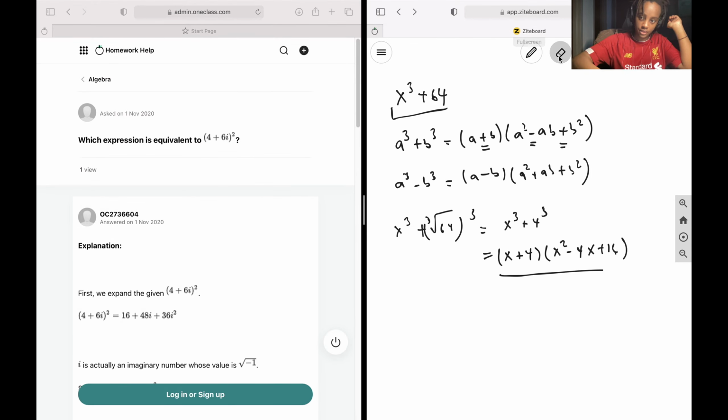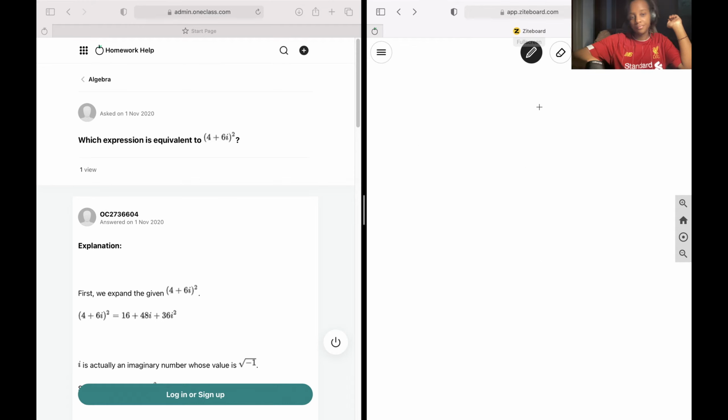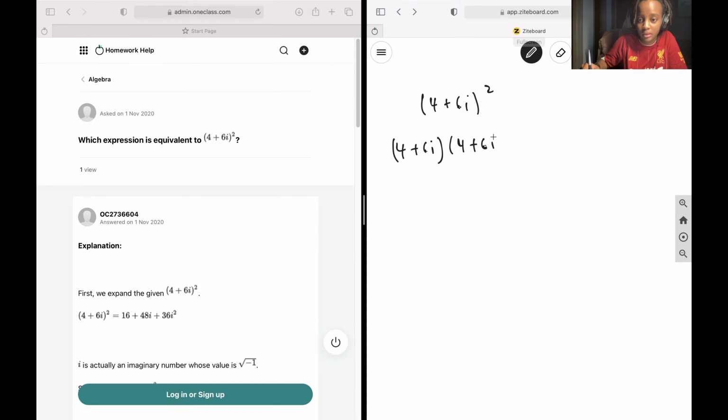And this is our final question. So you want to find an expression equivalent to 4 plus 6i all squared, and we can do that by expanding it out. So 4 plus 6i squared is 4 plus 6i multiplied by 4 plus 6i. And so we could use FOIL.